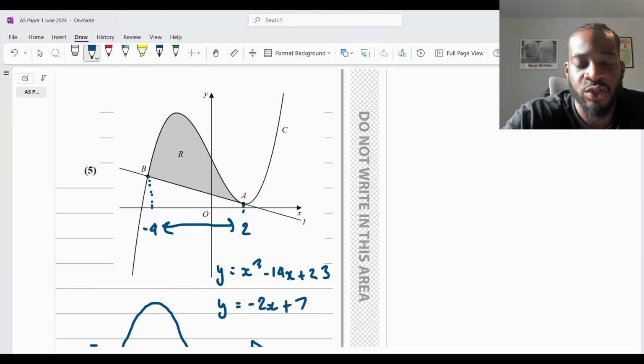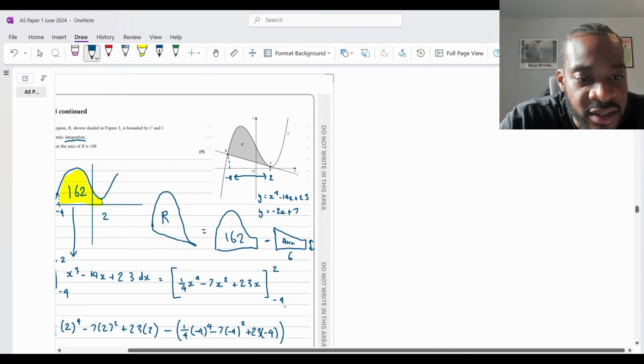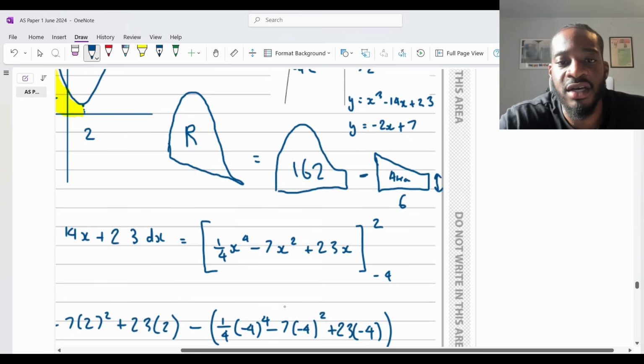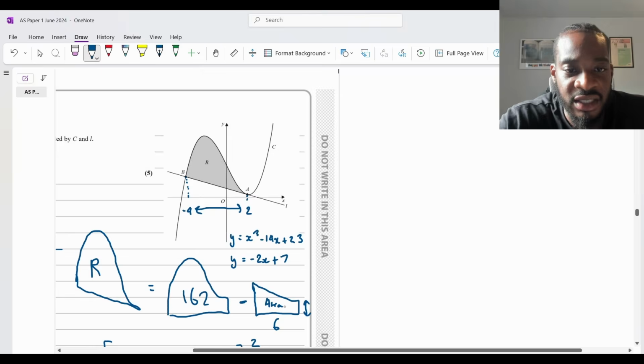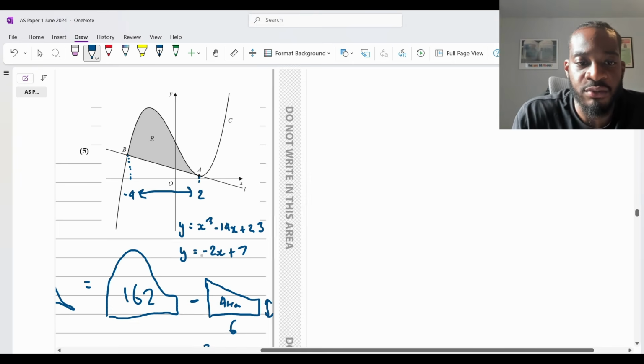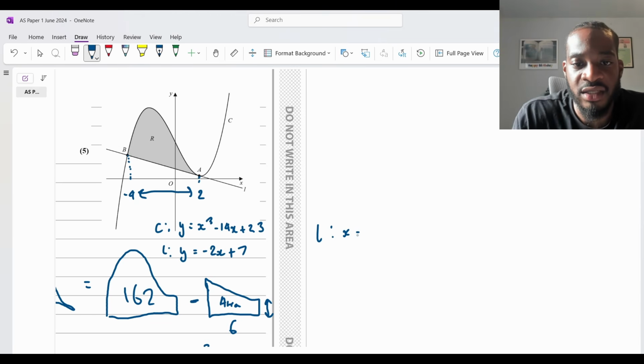Either one of these, let me just make sure I've written those two correctly. Yeah, that's fine. The line L was minus 2x plus 7 for sure. Perfect. So you can plug it into either one of these. So if I plug in x equals 2, I'm going to plug it into L, right? So I write C there, I write L there. If I plug it into L, the y coordinate will be from x equals 2.